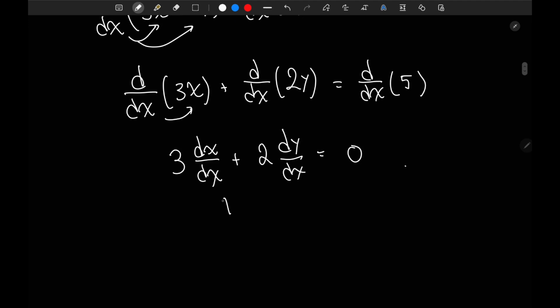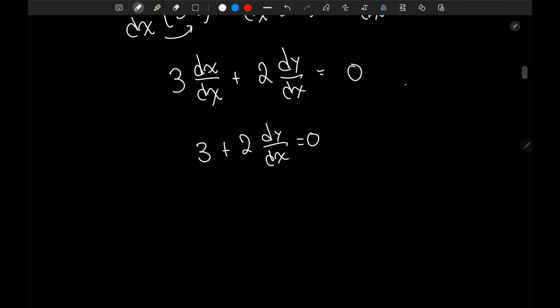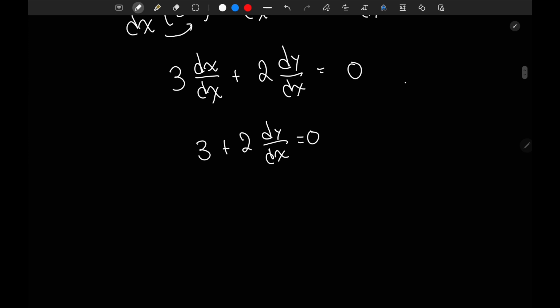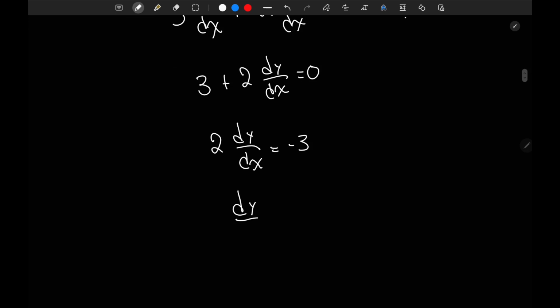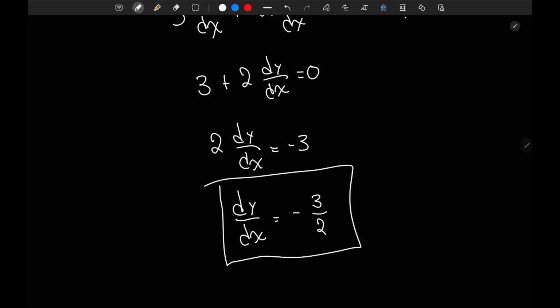Now, we simplify the dx to 1, so we'll have 3 plus 2 dy/dx equal to 0. And now we can simply isolate for dy/dx. So we move the 3 over, we'll have 2 dy/dx is equal to negative 3. Divide both sides by 2, and we will be left with dy/dx is equal to negative 3 over 2. And this is our solution for the first question.